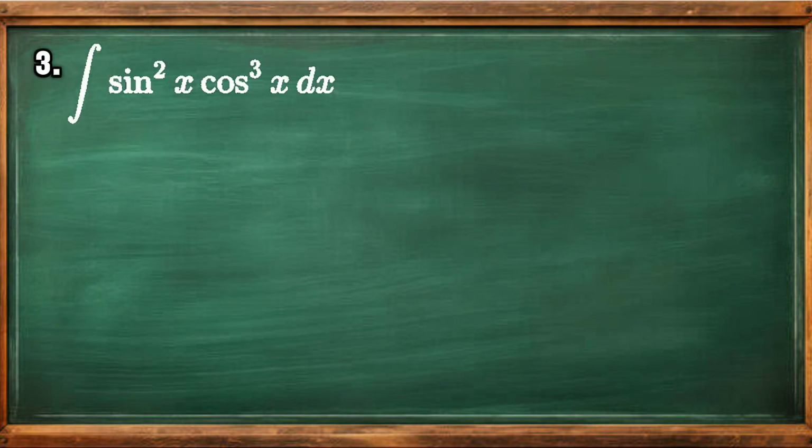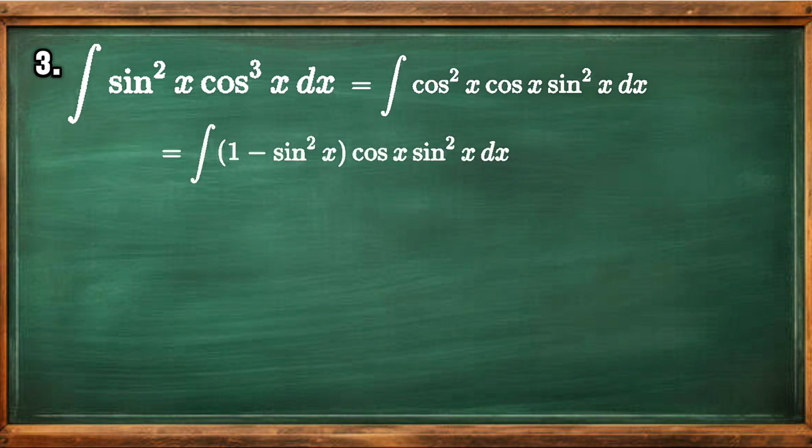To integrate sine squared x cosine cube x dx, we start by writing cosine cube as cosine squared x times cosine x, and use the identity cosine squared x is equal to 1 minus sine squared x. This gives us the integral of (1 minus sine squared x) times sine squared x times cosine x dx.